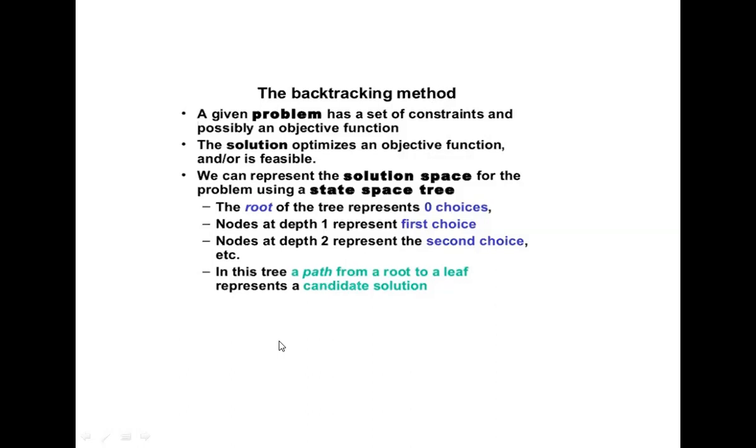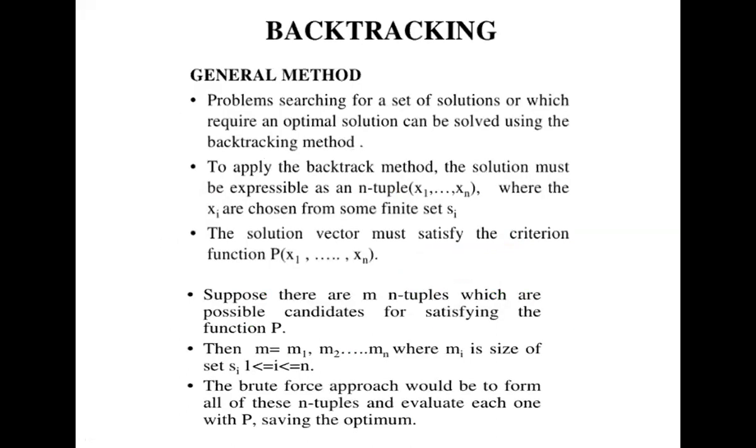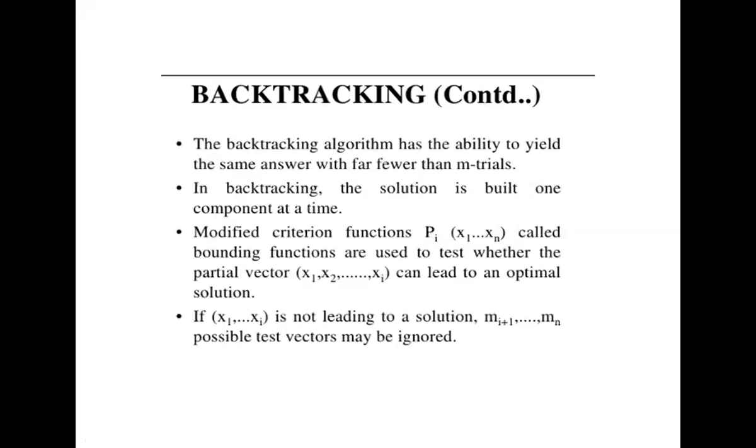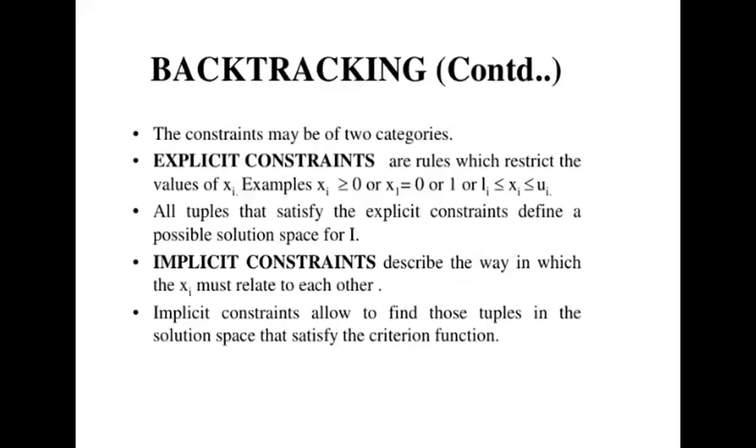So here we have two types of constraints: one is explicit constraints, and the other one is implicit constraints. I will explain in the next example what explicit constraints are. Just see here, explicit constraints are rules which restrict the values of xi. So if you're considering any problem, we consider only those values.